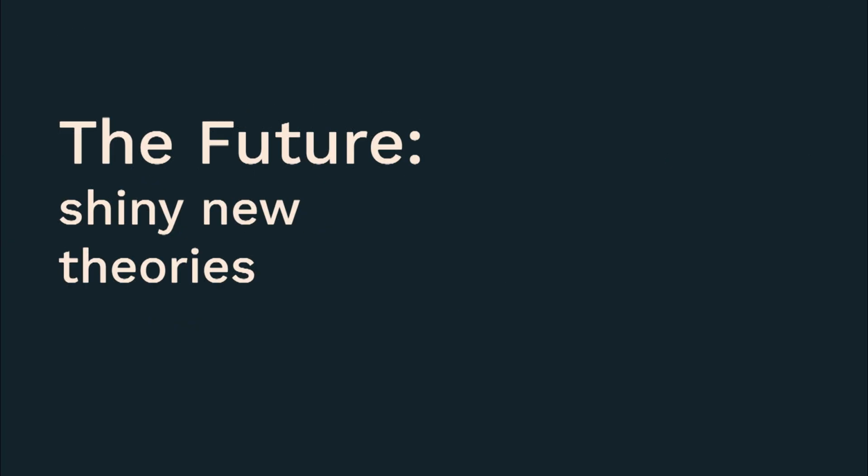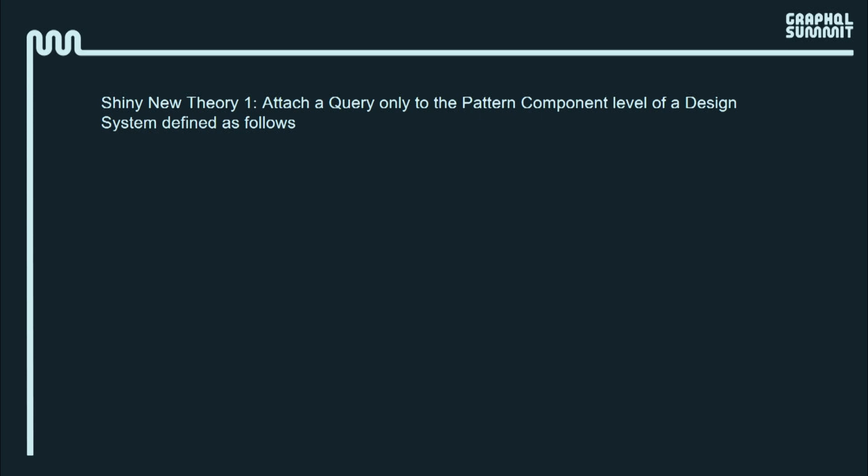OK, so I will recap some of those learnings in just a little bit, but looking more towards the future, here are some of the theories that I particularly wanted to present. And the first one is related to the title of this presentation, which I think was, how do I optimally divide the UI into queries? Another way of putting that is, what should the scope of my query be? And so here is my proposal.